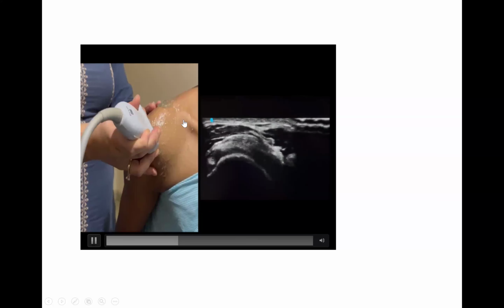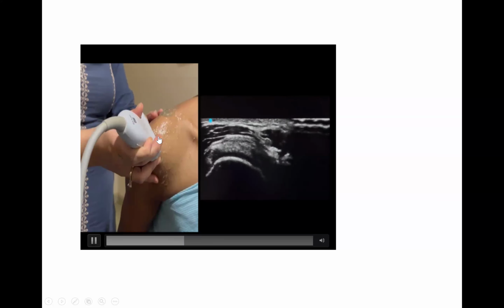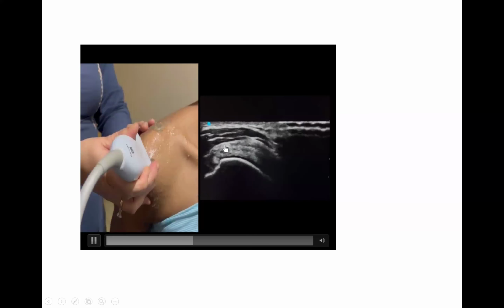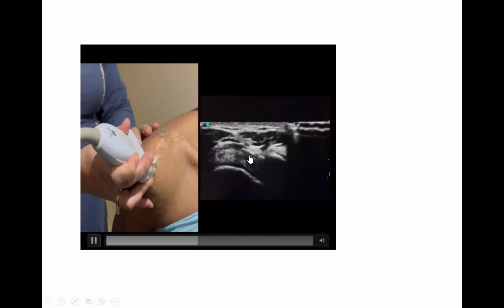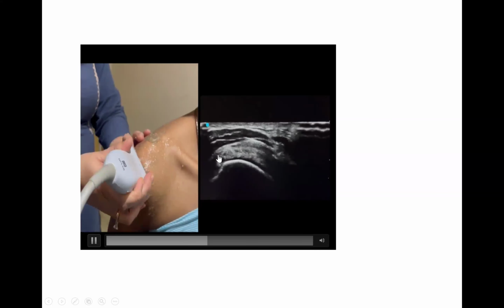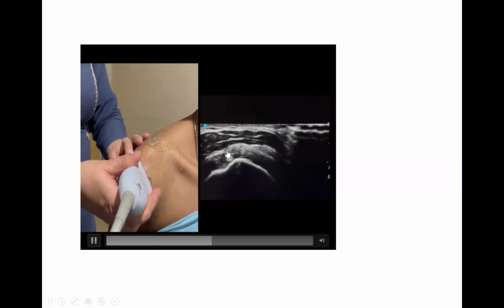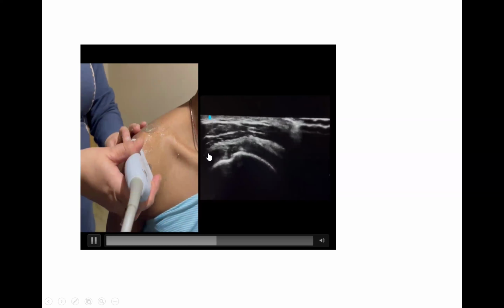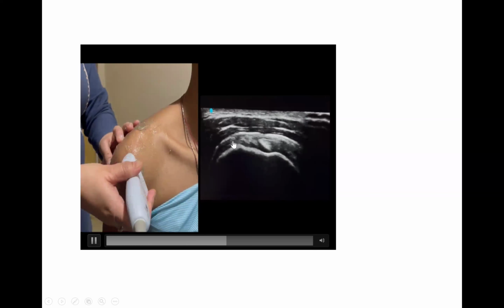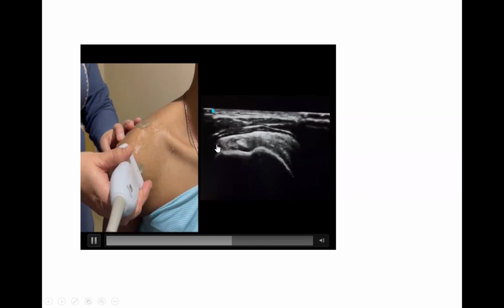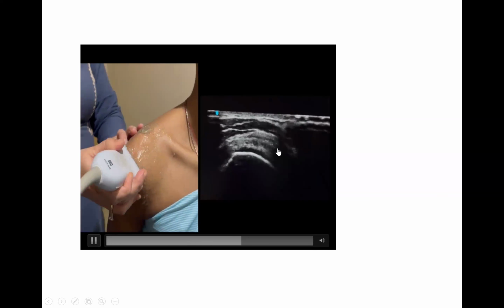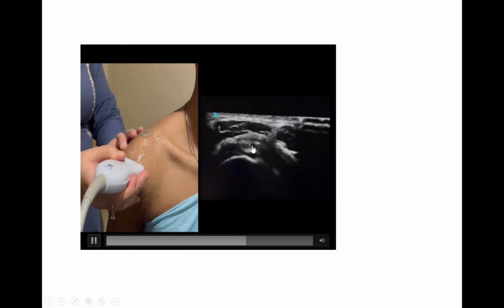Moving a little up, we are able to see the supraspinatus tendon. This is the acromion, the supraspinatus tendon. Moving a little anteriorly, we can see the biceps tendon, and more anteriorly this is the subscapularis tendon. Can you appreciate the complete evaluation of the supraspinatus in the short axis?